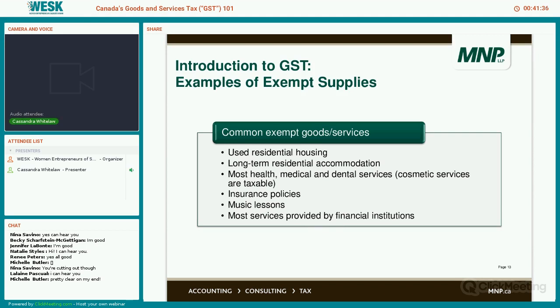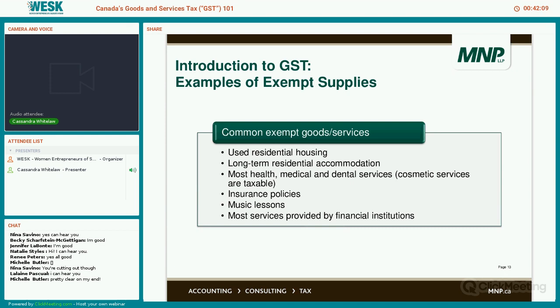Another very common example of an exempt supply would be long-term residential accommodation. So the threshold for this is 30 days. Basically what this means is if you're renting a hotel room, for example, you will have to pay GST on that. But if you were renting your house to live in for longer than 30 days, then that would be exempt. Most health, medical, and dental services are also exempt from GST, but it's important to note that any services performed for cosmetic purposes will be taxable.